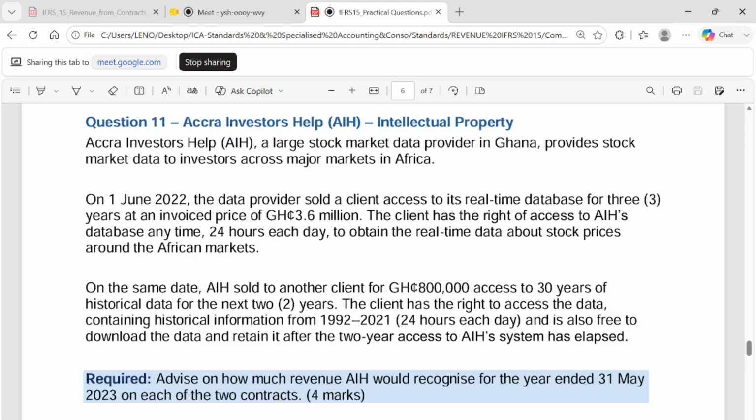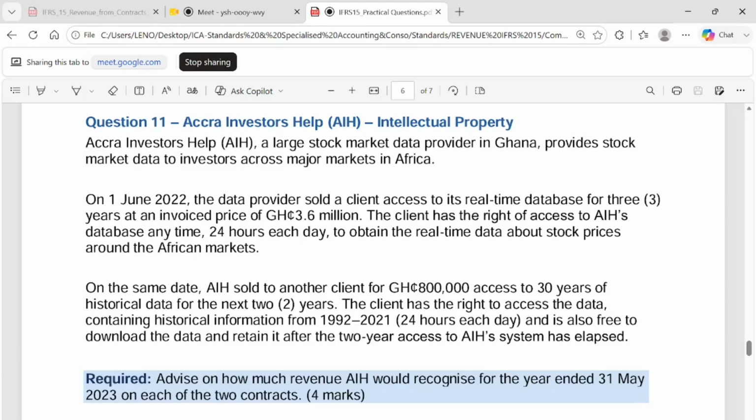Question number 11. Accra Investors Hub. AIH, a large stock market data provider in Ghana, provides stock market data to investors across major markets in Accra.